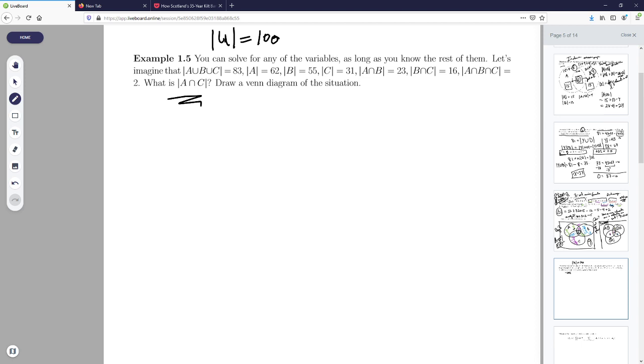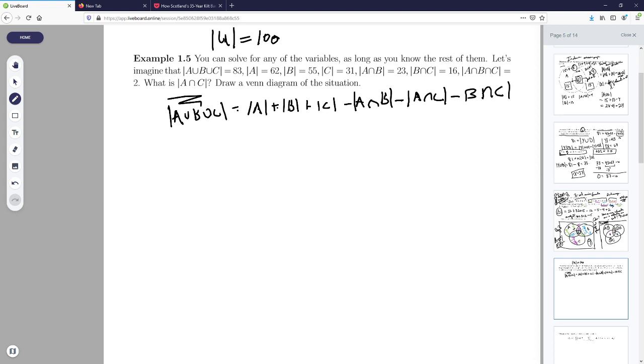So we know that we can calculate the number of things in A union B union C is equal to the number of things in A plus the number of things in B plus the number of things in C minus A intersection B minus A intersection C minus B intersection C. And then I ran out of room, but I'll add it on here.